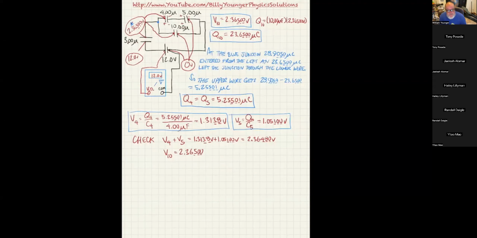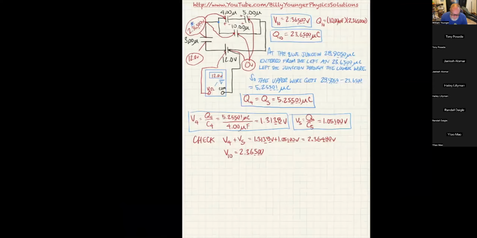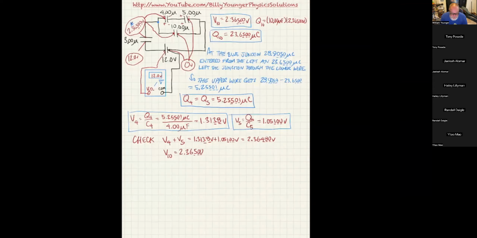And notice that's consistent with what I told you. The 10 microfarad capacitor is going to need to take the lion's share of the charge so that it can have the same voltage that the little 4 and the 5 have. And in fact, it took 23.65 out of 28.91. So it really did take all of it.